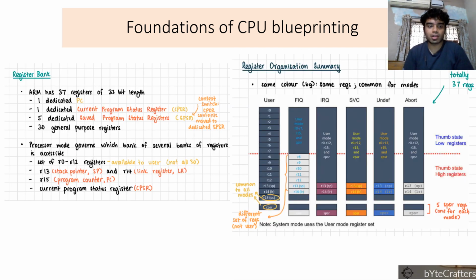Moving on to register organization, the register bank. There are 37 registers in ARM, each of 32-bit length. In these 37, 7 are special purpose and 30 are general purpose. General purpose registers are where you can store addresses and data. Special purpose registers are there for a specific reason. It could be for indicating flags. It could be for holding the address of the next instruction. We'll see what each of these special purpose registers does.